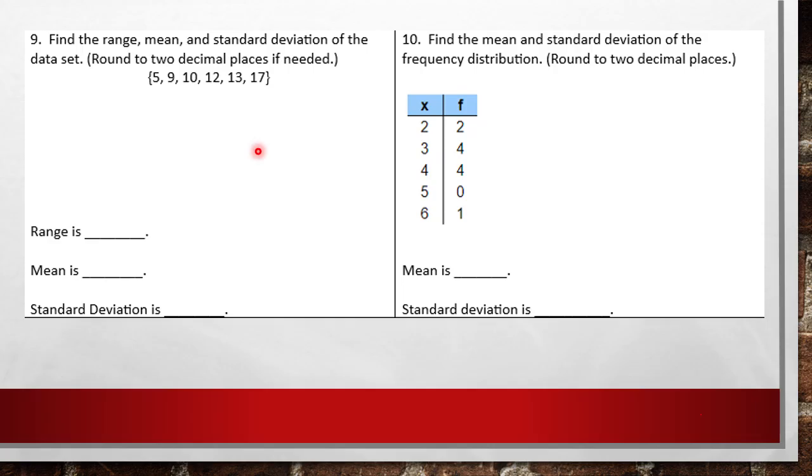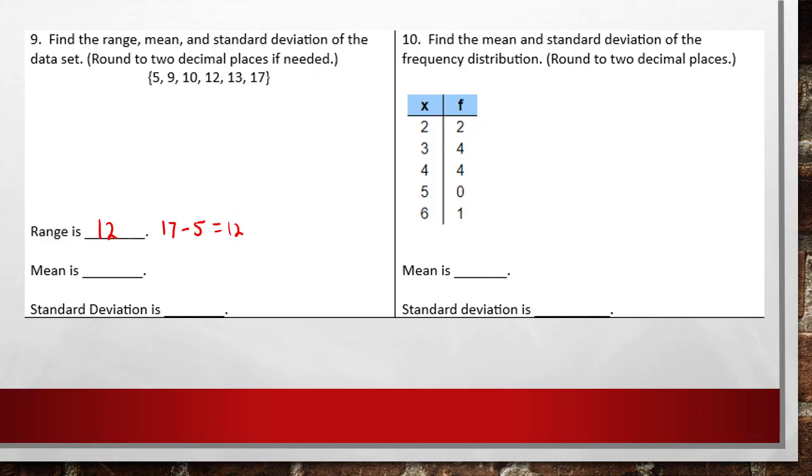Okay, on 9, find the range, mean, and standard deviation of the data set. Well, if you look at your numbers here, to find your range, remember range is simply just saying how far is the spread. These are already in order for you. So you're basically taking your 17 minus 5 to see how far apart these are. And that equals 12. So my range is 12.